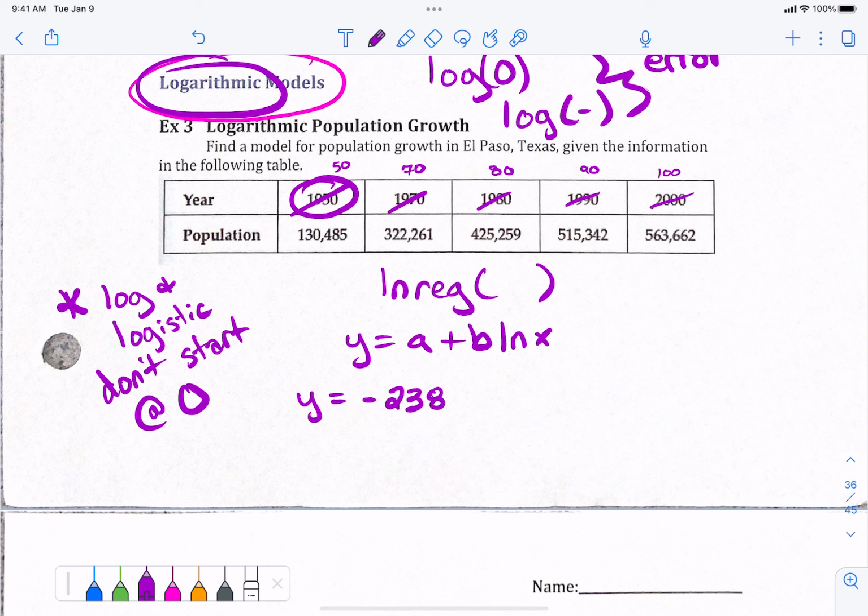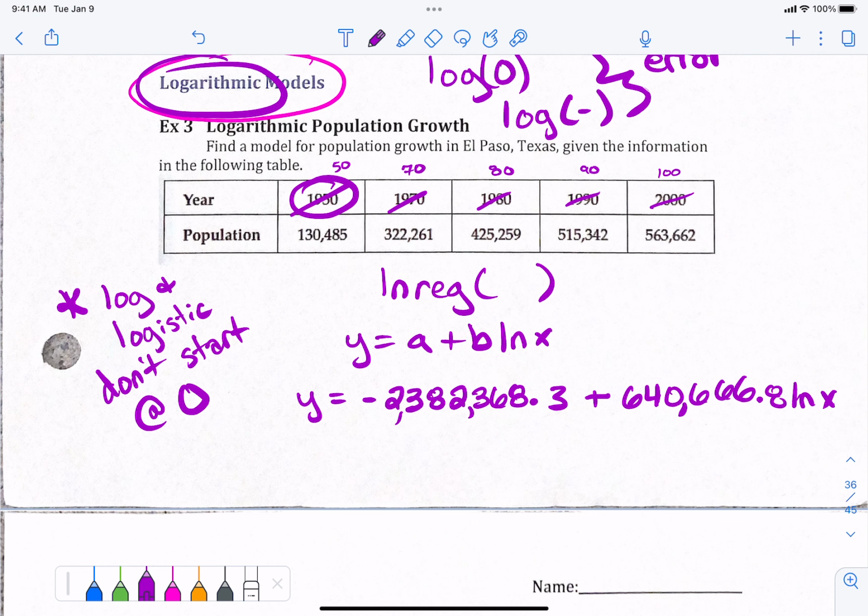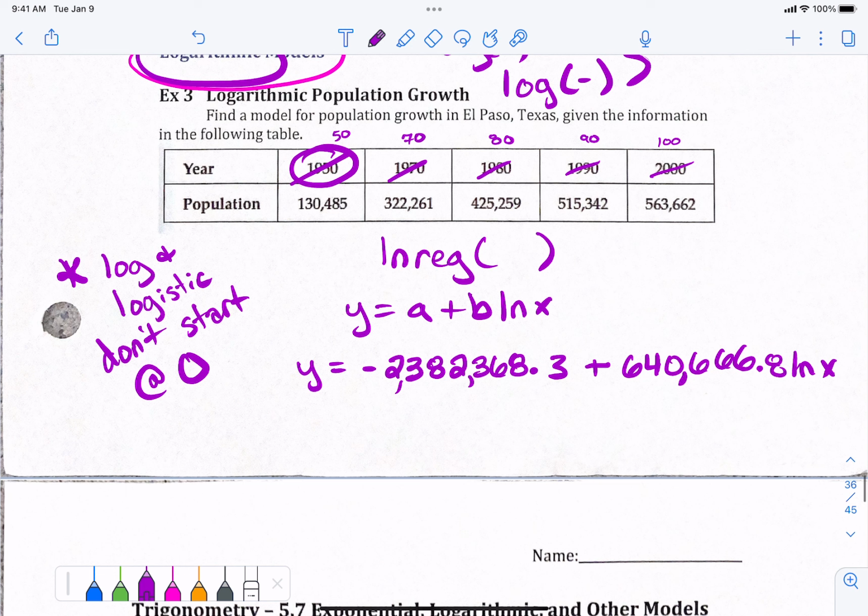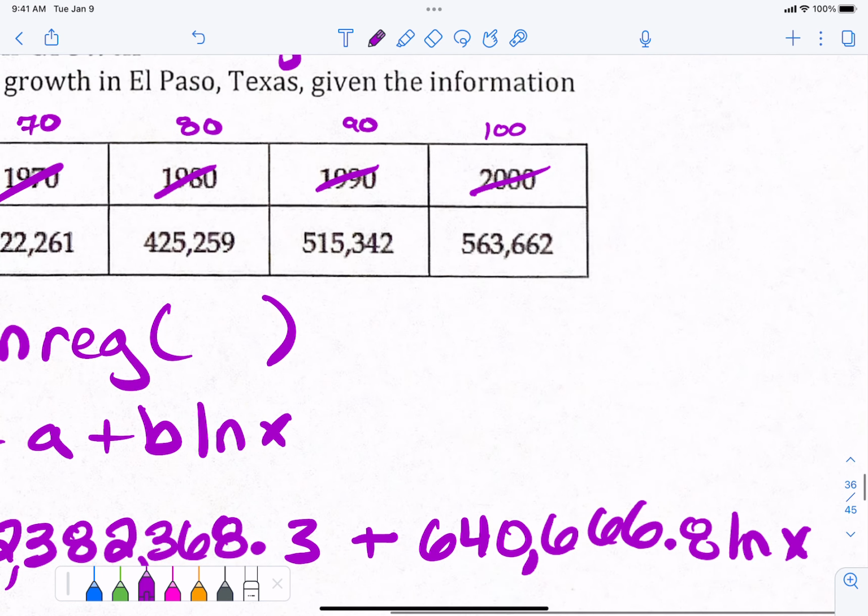Negative 2382, is that correct? 368.3 plus 640666.8 ln x. Okay, there is that, like 2 million something for that first number. Crazy. Okay, now they should tell you which one they want, right? If they don't tell you which one they want, you get to choose. You get to choose, but you look at the r squared value of each one. So I would go through and I would say exponential regression. What's your r squared for that? What's your r squared for that? What's your r squared for that?